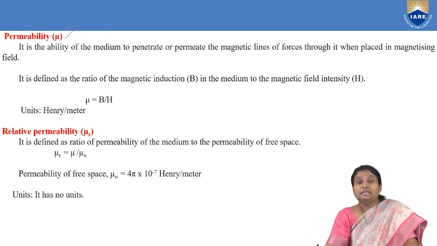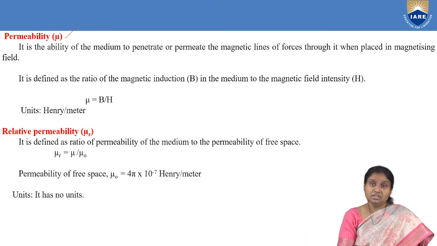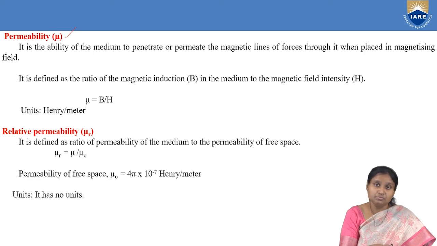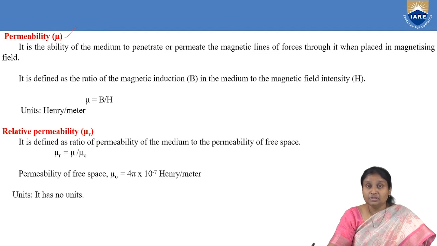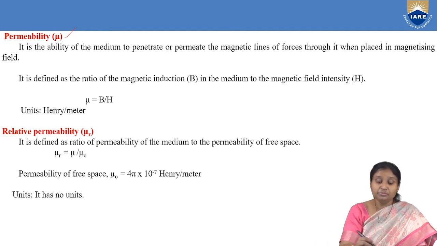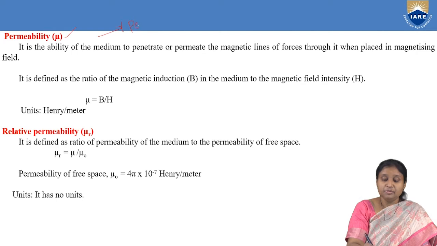Then coming to the third term related to magnetic material, permeability. As I told you, just like we talk about permittivity in the case of dielectric material, here we talk about permeability related to magnetic material. In dielectric material we talk about polarization, so how easily a material gets polarized defines permittivity, and this value will be different for different dielectric materials. Similarly, when we talk about magnetic materials, we are talking about permeability, which comes from the term permeating.